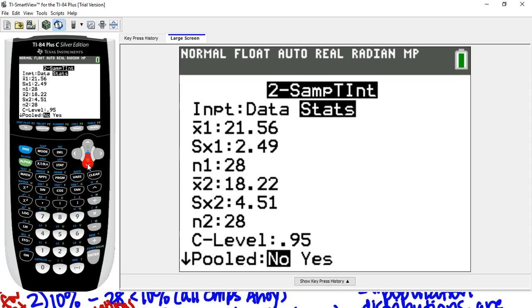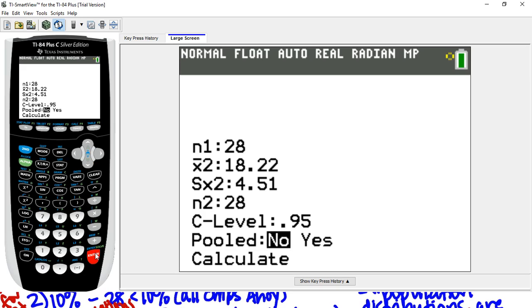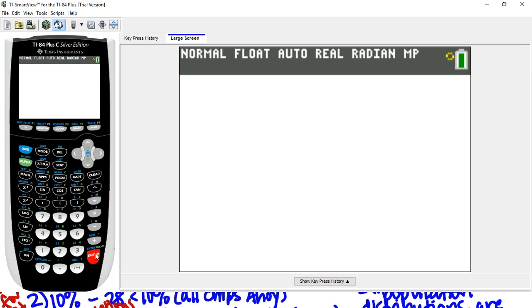C-Level, that's your confidence level. So 0.95, it's got to be a decimal. In this case, we were doing a 95% interval, so 0.95. Pooled is going to be defaulted on No, and leave it there. Pooled means the population standard deviations are the same, which we won't see in AP Stats. Basically like intro to stats, we don't see that there. Then hit Calculate.